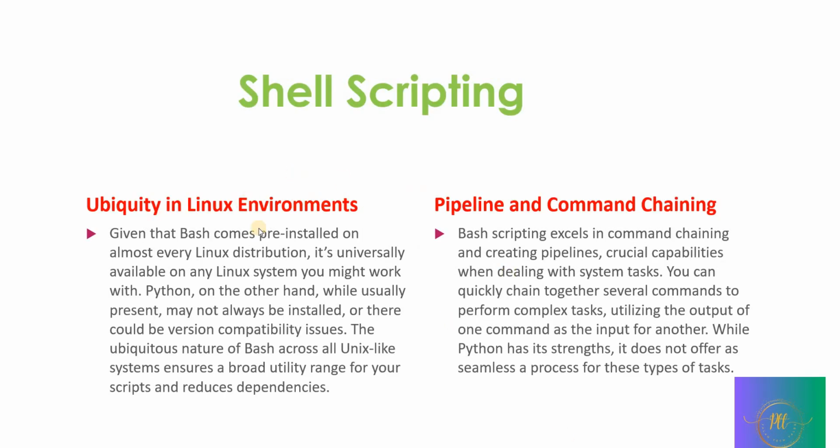So, ubiquity in Linux environments. Given that Bash comes pre-installed on almost every Linux distribution, it's universally available on any Linux system you might work with. Python, on the other hand, while usually present, may not always be installed. Normally Python will not be installed automatically in every Linux operating system. If we want, we can install it. But Bash is not like that. It's a compulsory predefined package in the Linux operating system.